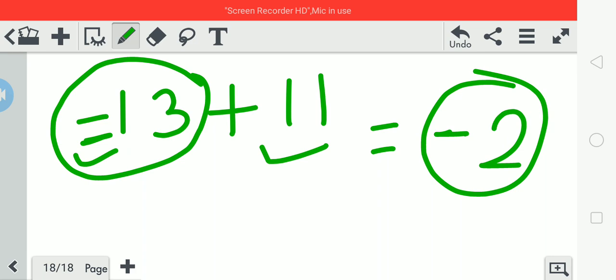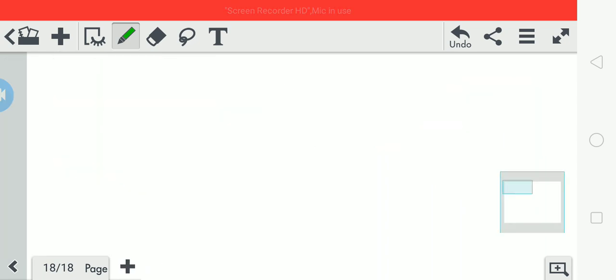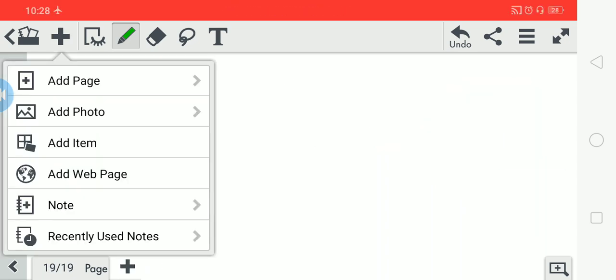Now these are the important rules. The rules are given here on your page number 69. Here are the rules.